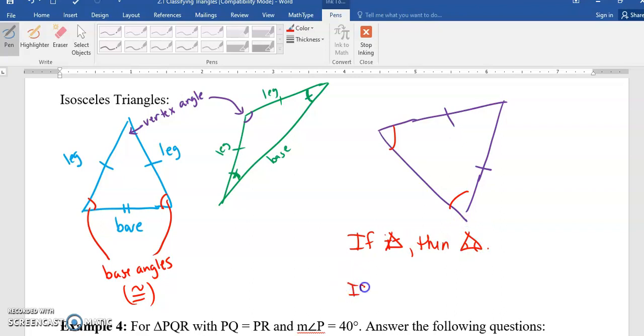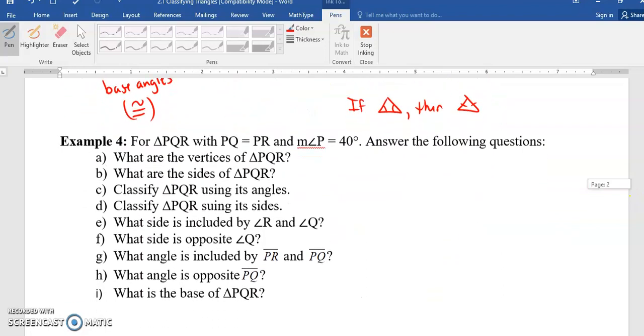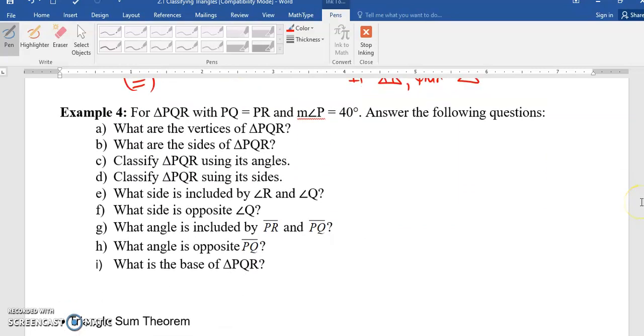We can write that the other way as well. If we have two angles congruent, then the sides across from those two angles are congruent. So we know that about isosceles triangles. A couple examples here. So, no picture, we've got to make our own picture. For triangle PQR, PQ and PR are the same length.